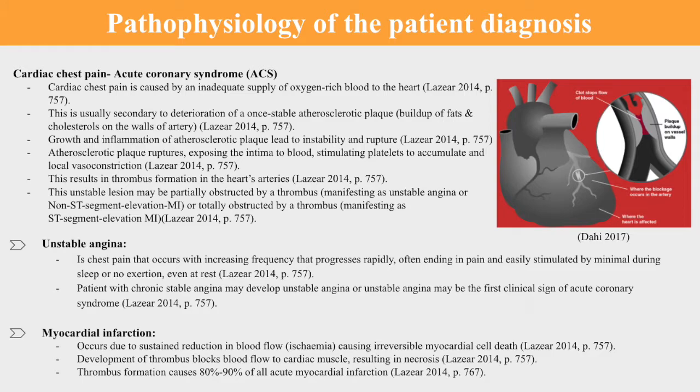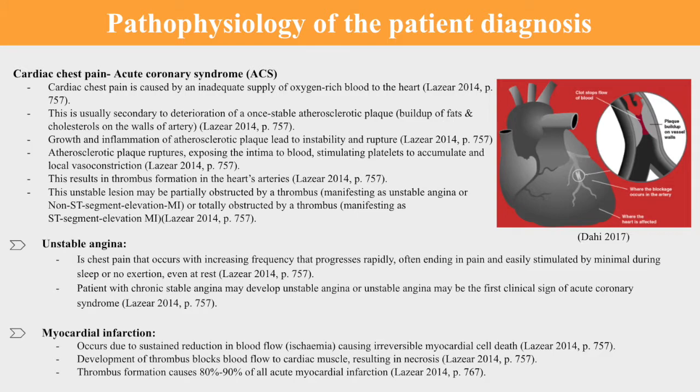Once the plaque ruptures, the integrity of the artery's inner wall is compromised and platelet aggregation and local vasoconstriction are stimulated. This leads to the occurrence of thrombus formation. The adherence of the thrombus at the unstable lesion may lead to further narrowing or occlusion of the artery. The partial obstruction manifests as unstable angina or non-ST segment elevation myocardial infarction, and total obstruction by a thrombus manifests as ST segment elevation myocardial infarction.